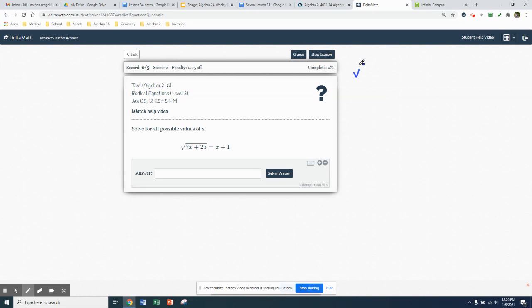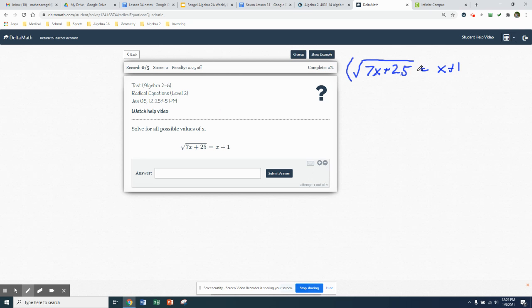We'll put it up over here. So we've got the root of 7x plus 25 is equal to x plus 1. So when we're solving a radical equation, we want exactly what we have. We've got a radical that is alone. It's got no other things being added or multiplied. So we're ready to undo this square root.